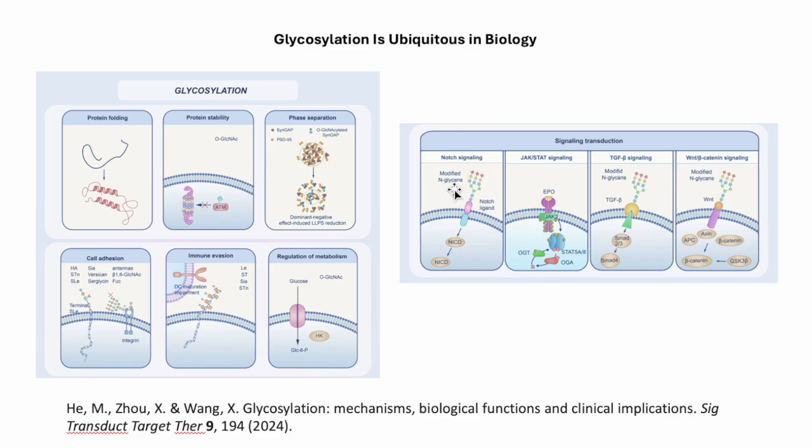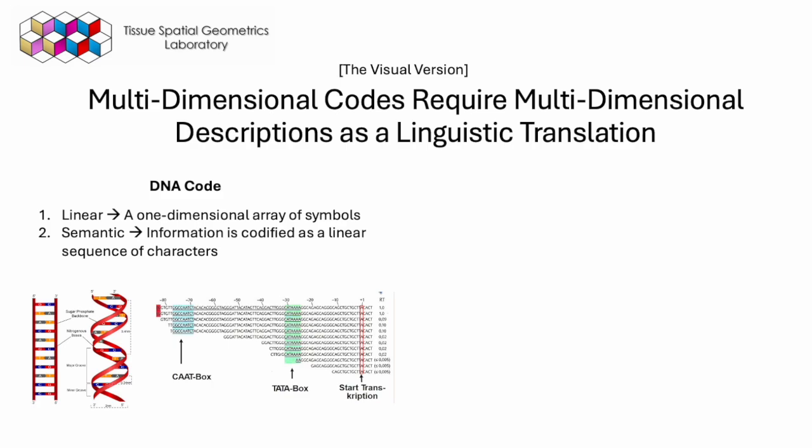We know that the structure of the glycan determines what happens to the protein and how the protein behaves. So we know that there is a glycan code, but we have yet to, quote unquote, crack that code. One of the reasons that it's been difficult to crack this code is because it is multidimensional as opposed to DNA. The code in DNA is linear, meaning it's a one-dimensional array of symbols, and it's semantic, meaning information is codified as a linear sequence of characters.